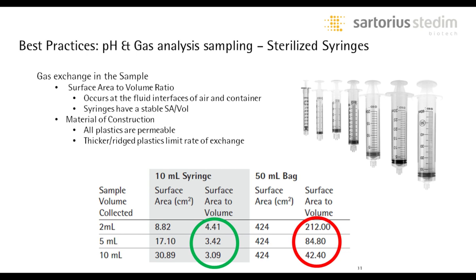So when we look a little more closely at gas exchange within a sample, we know that it occurs at the fluid interface of air and the container itself, and that the permeability of the container can also have an impact. So when we compare the ever-popular bag to syringes, we can see that the surface area to volume ratio for syringes is significantly lower than that of bags. And while all plastics are permeable to gases, the thicker and more rigid plastic of a syringe has a rate-limiting effect on that exchange.